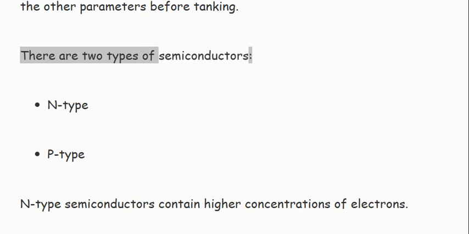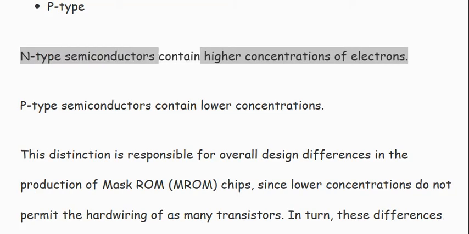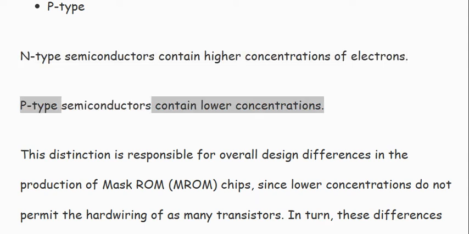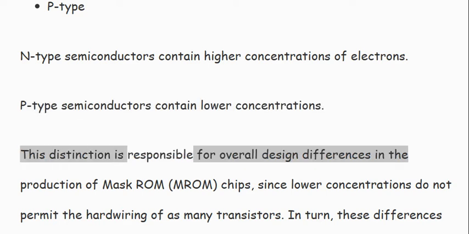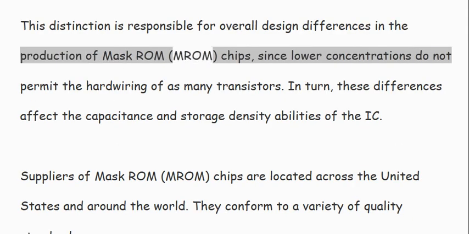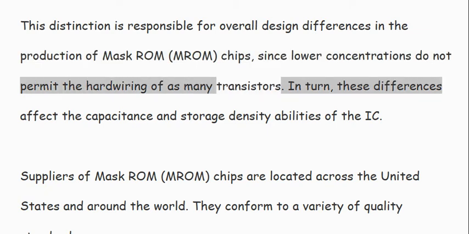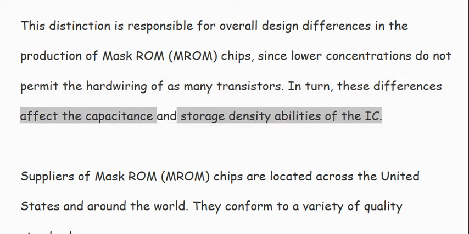There are two types of semiconductors: N-type and P-type. N-type semiconductors contain higher concentrations of electrons. P-type semiconductors contain lower concentrations. This distinction is responsible for overall design differences in the production of mask ROM, MROM chips, since lower concentrations do not permit the hard wiring of as many transistors. In turn, these differences affect the capacitance and storage density abilities of the IC.